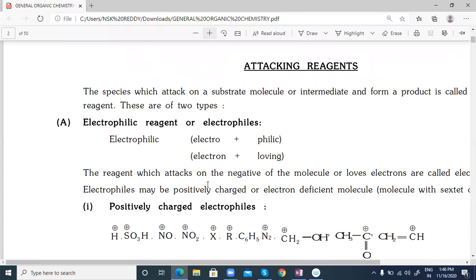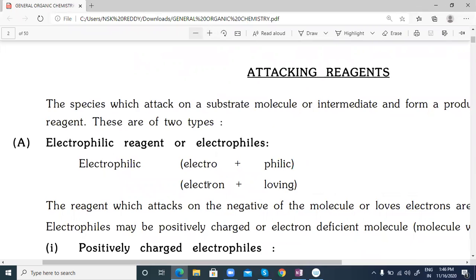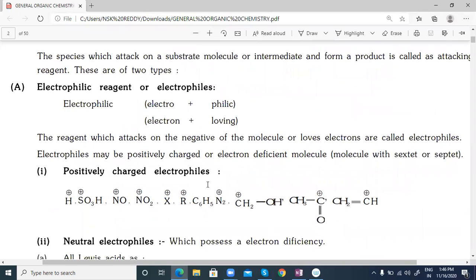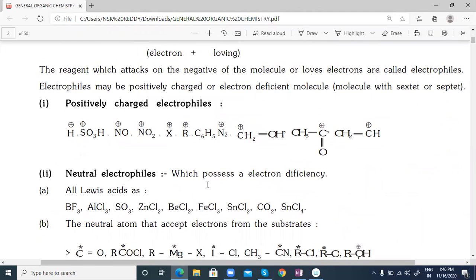You can find out very clearly the attacking reagents are mostly given here. Electrophiles are electron-loving species, positively charged electrophiles. The list of electrophiles you can check here, sir. Which ones have a positive charge? All these are electron deficient, so those can act as electrophiles. Clear? So you can check it here. All the positive charges that are there, those are electrophiles.